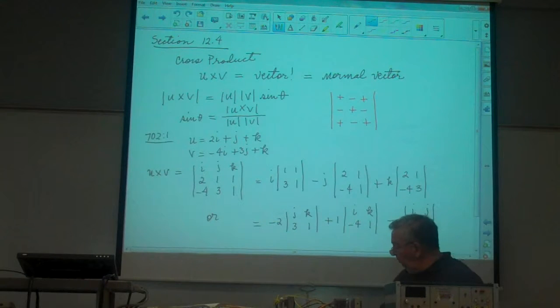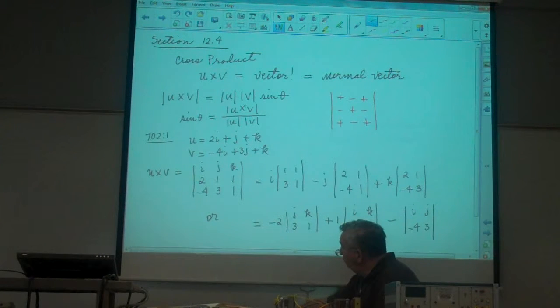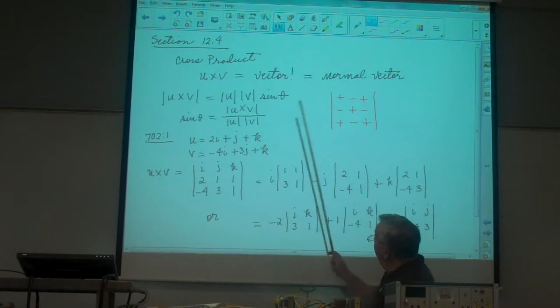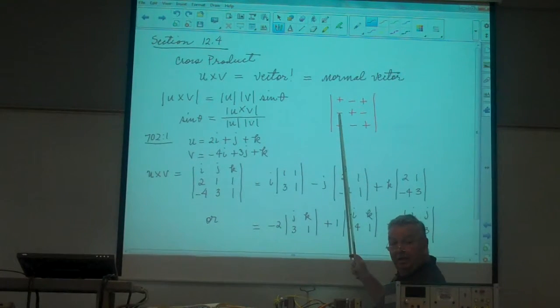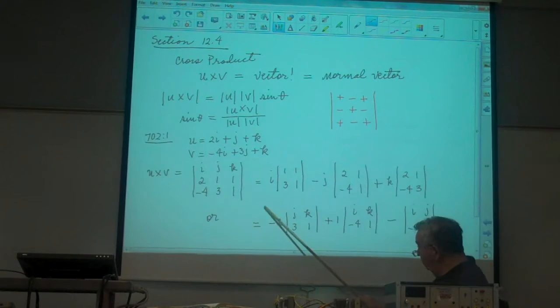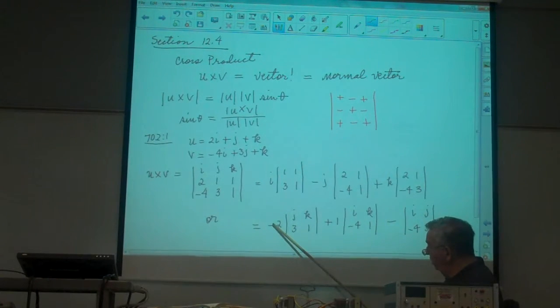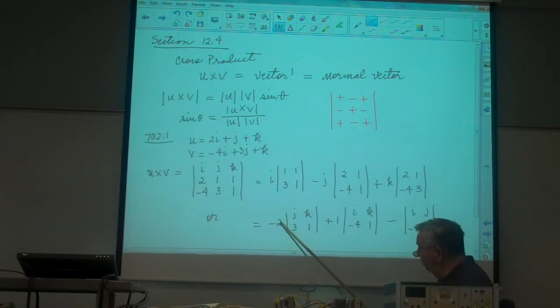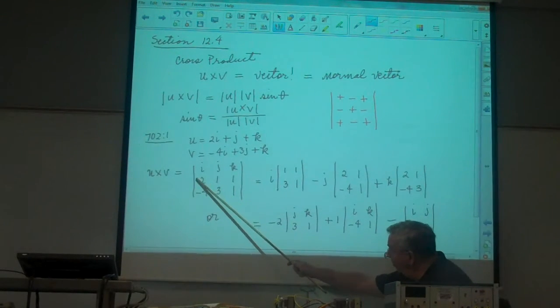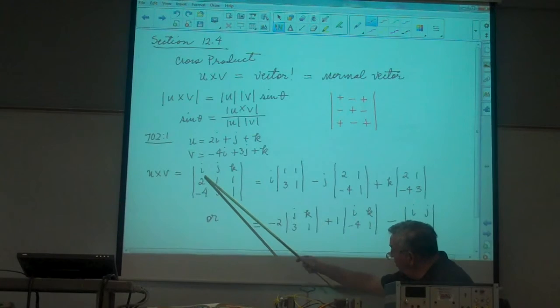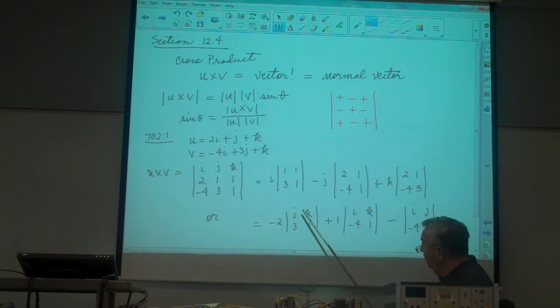I went, number one, if this one's positive, this one has to be negative, right? And that's where the negative came from. And the 2 came from right there. And then I take out this row and this column. That's where the rest of it came from. Do you see what I'm doing?